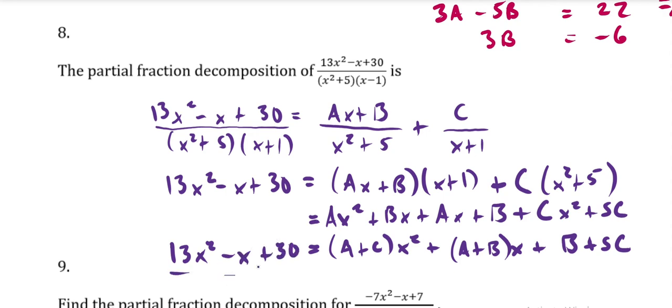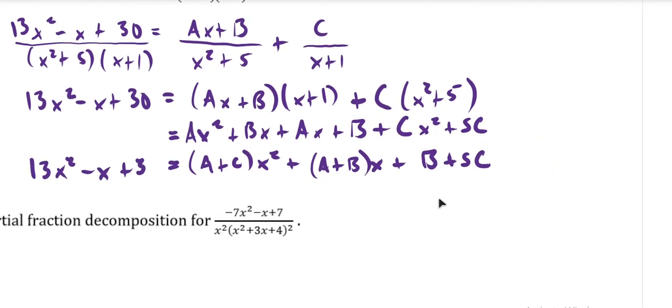So we take these coefficients and we compare them to the coefficients on the right-hand side. And that lets me write the following equations. A plus c is equal to 13. A plus b is equal to -1. And b plus 5c is equal to 30.